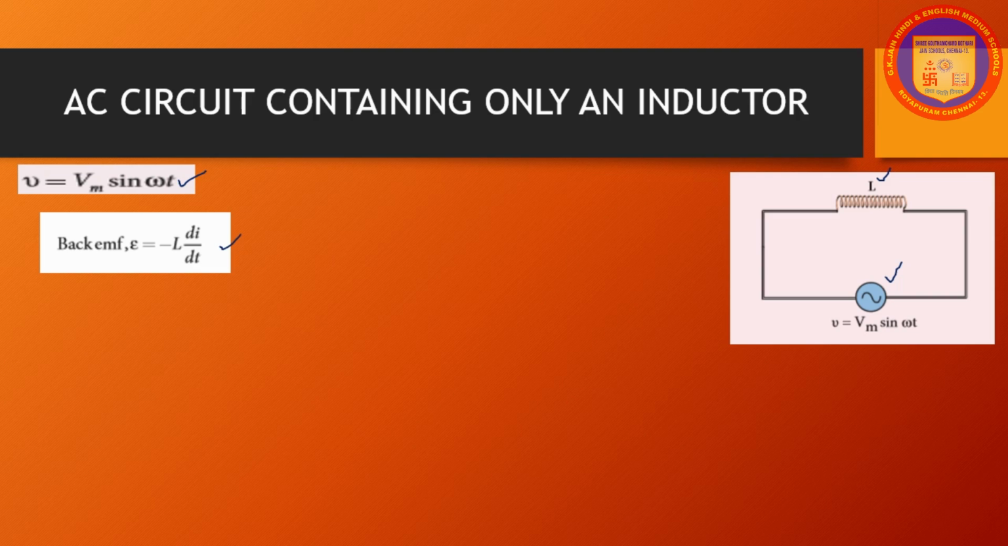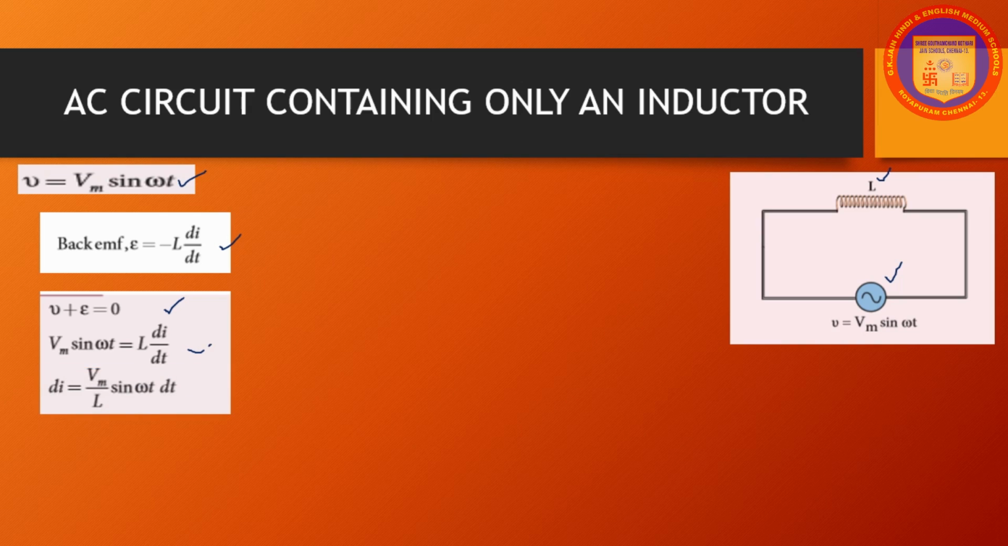By applying Kirchhoff's loop rule to the purely inductive circuit, we get V plus epsilon equals 0. So we have Vm sin omega t equals L into di by dt. Substituting both the values, we'll keep di on one side and bring all the other terms to the other side. So we will get di equals Vm divided by L into sin omega t into dt.